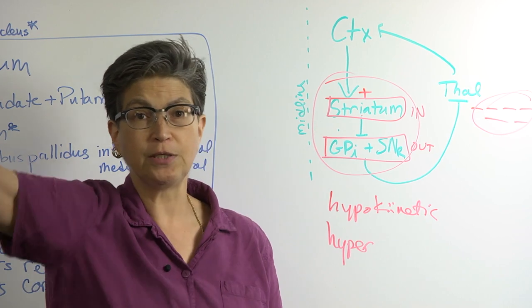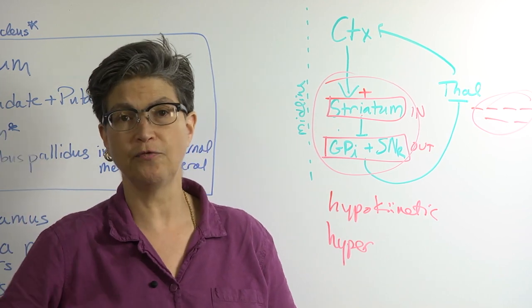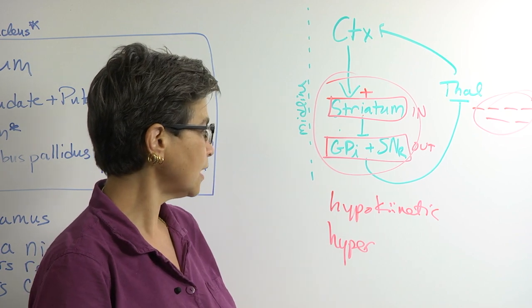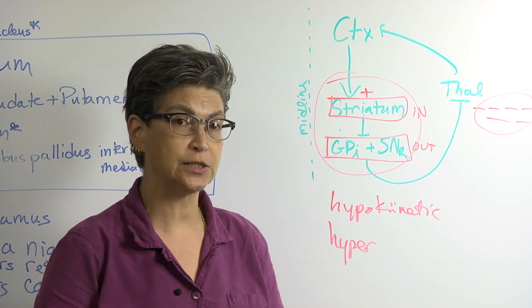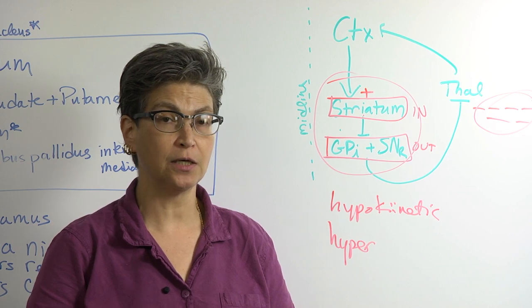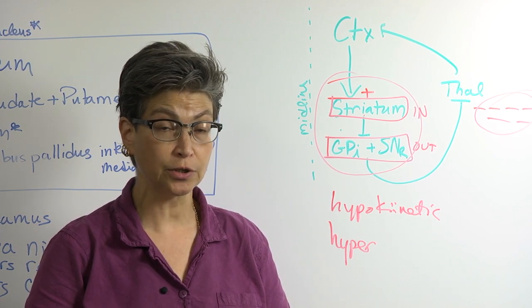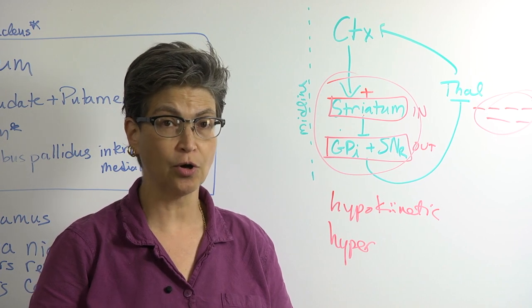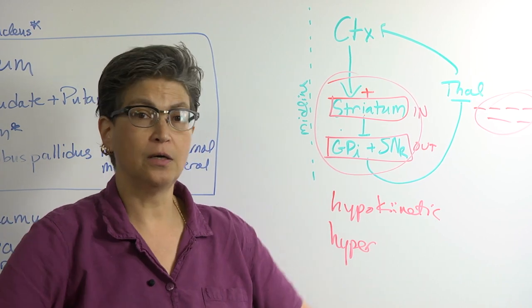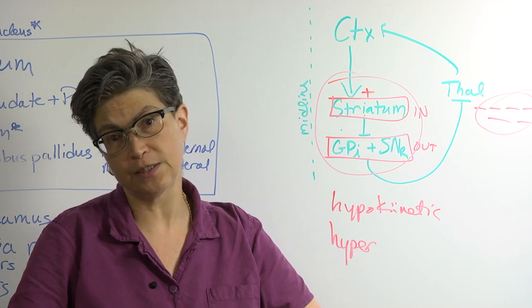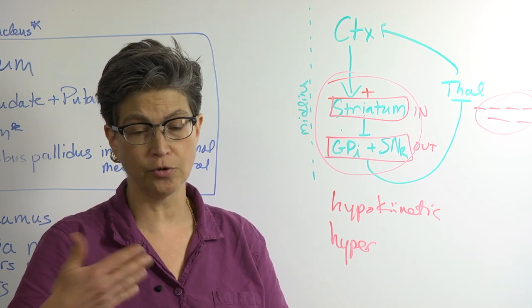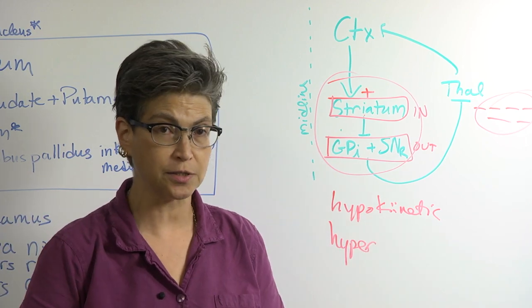So there'll be just these ballistic movements of the arms or the legs or sometimes of the face as well. The other classic hyperkinetic disorder is an inherited genetic disorder called Huntington's disease. And this is where there are these choreiform movements that are released involuntarily. In fact, they become harder and harder to suppress.